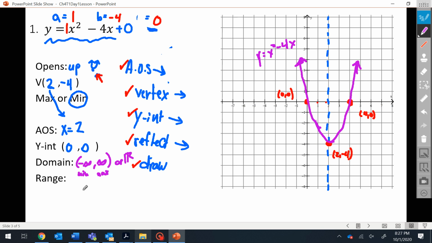So the minimum would be negative 4, and anytime we use a number like this, we use a bracket, because that's a solid point there. Negative 4 is included in the range. So it's going to be negative 4 is the minimum, starts at negative 4, and it goes up to infinity. So the range would be [-4, infinity). And that would be our graph.